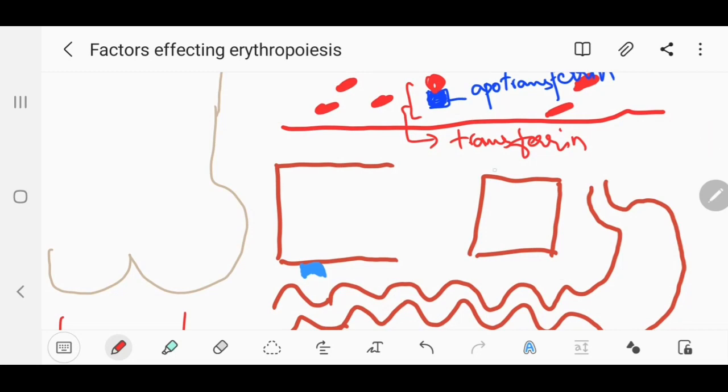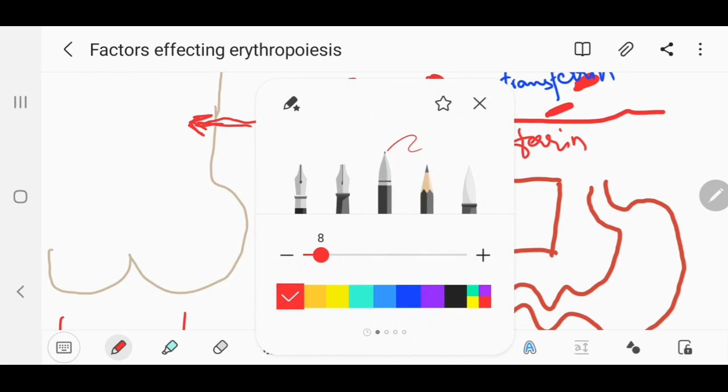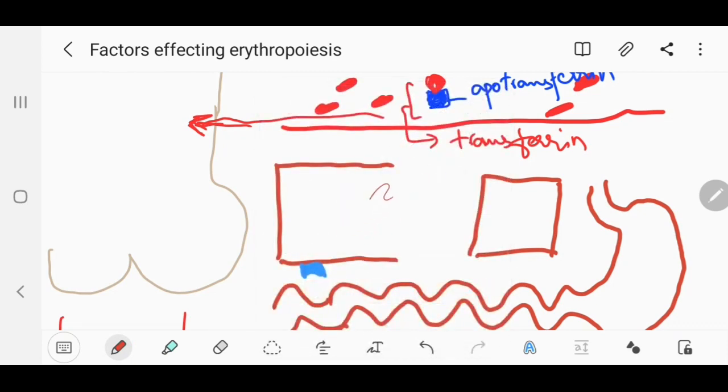It may enter into the liver for storage purposes. It may enter into the muscle for myoglobin formation. It may enter into the bones for the formation of RBCs. So in the form of transferrin, this iron will then approach the vessels present in the red bone marrow. Now that was it for the iron.